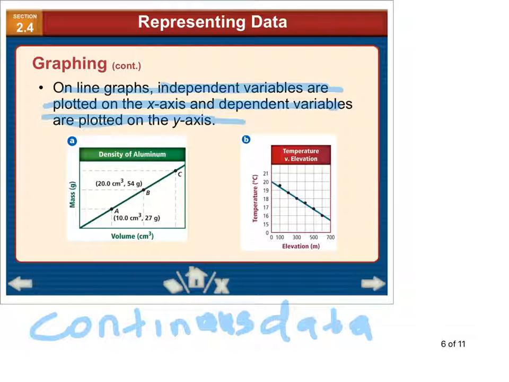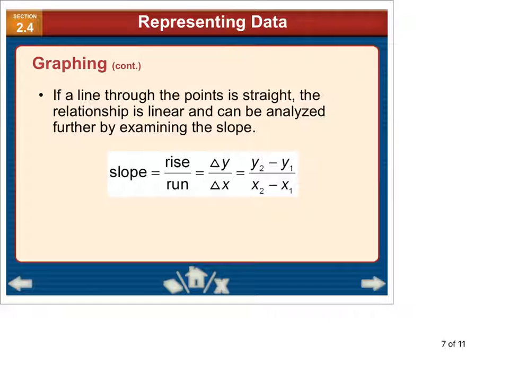Discrete data, which is considered to be countable, is better for a bar graph. When we use a line graph, and we use a lot of line graphs in chemistry, not quite as many circle graphs and bar graphs, mostly line graphs.